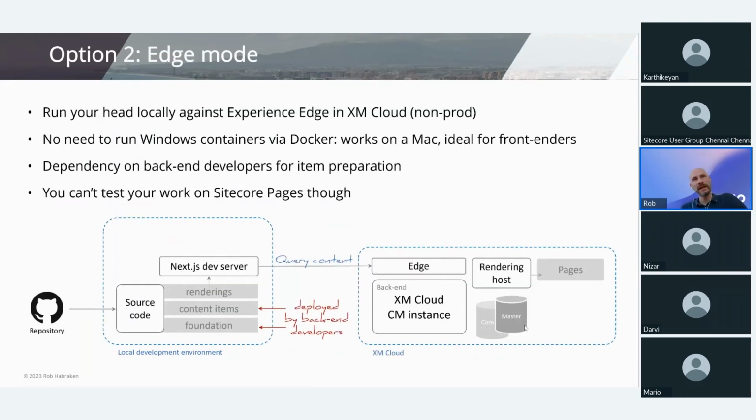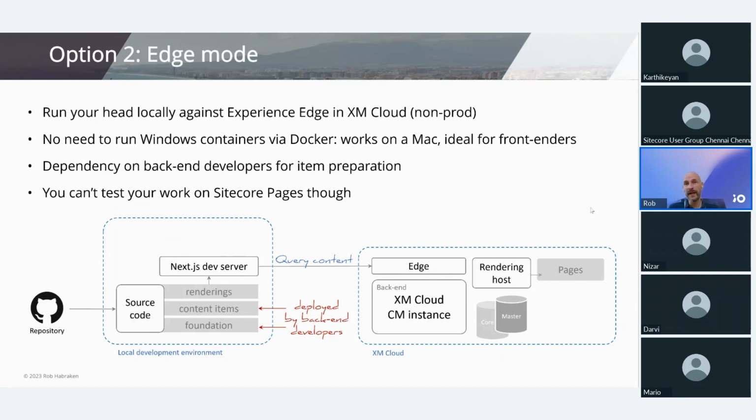And the second mode is the Edge mode. And this is targeted at front-end developers mainly, or people working on a Mac. And it's a little bit more of a difficult overview because you now have, on the left hand, the same source repository. I would use a single repository for the front-end and backend because your renderings also need to be deployed to Sitecore, so they need to be in the right folder structure. But you also have your Next.js dev server probably. You're not running your containers because that's not something you can do because you're on a Mac.